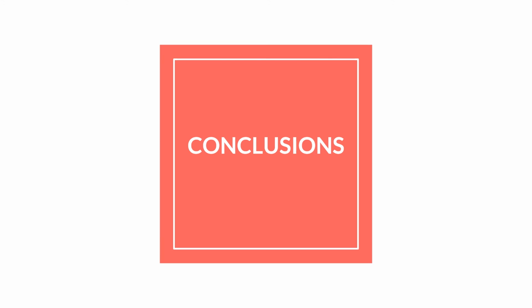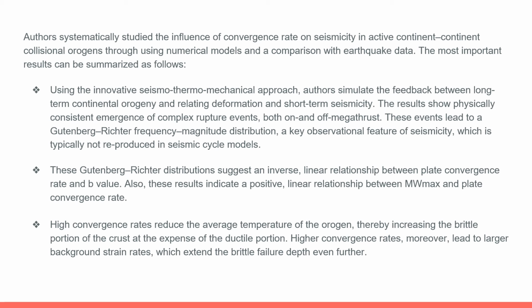Moving on to the conclusion part, the authors systematically studied the influence of convergence rate on seismicity in active continent-continent collision orogens through numerical models and comparison with earthquake data. And the results they got are listed in the following slides. So the first conclusion is that using the innovative STM approach, the authors have successfully simulated the feedback between long-term continental orogeny and related deformation and short-term seismicity.